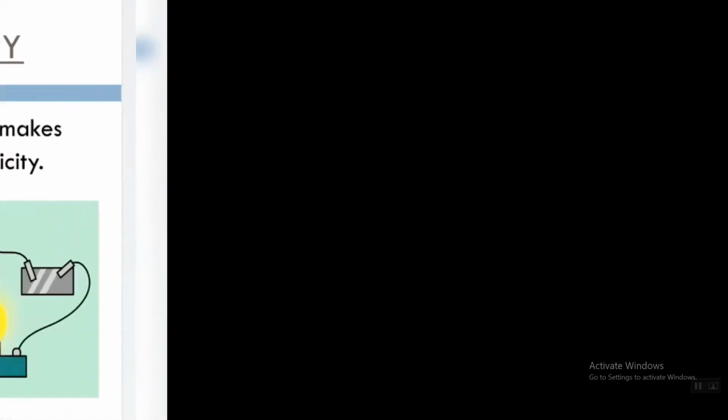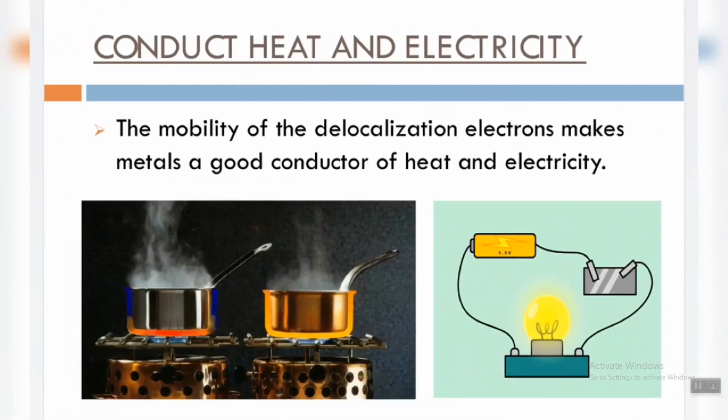Next, metals are also good at conductivity, conducting heat and conducting electricity. The mobility of the delocalized electrons makes metal a good conductor of heat and electricity. For conducting electricity, it is because the delocalized electrons move freely through the vacant space between metal ions. Applied voltage causes the electrons to be displaced in the given direction.